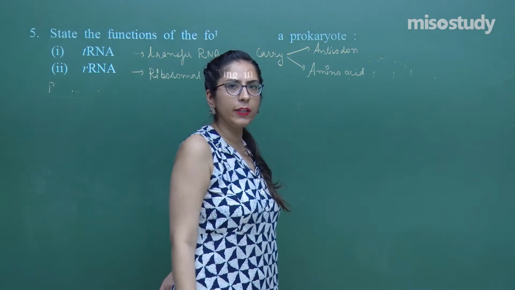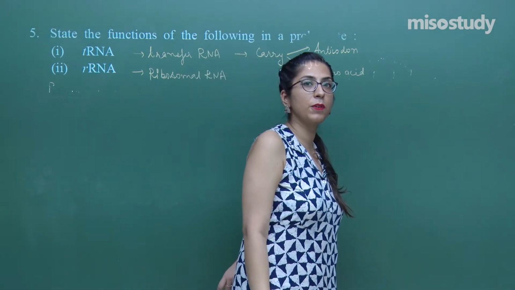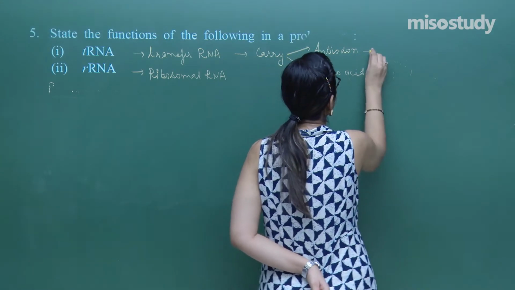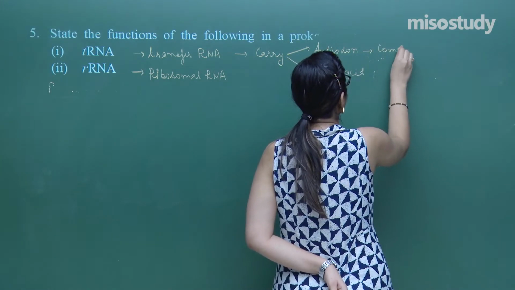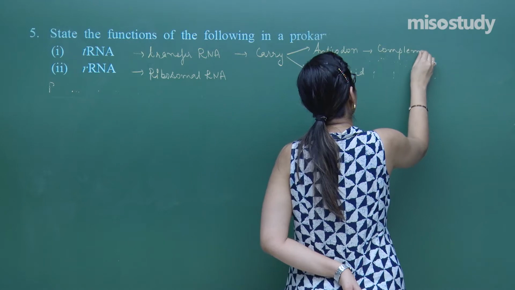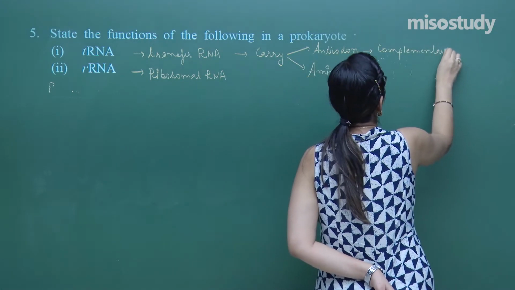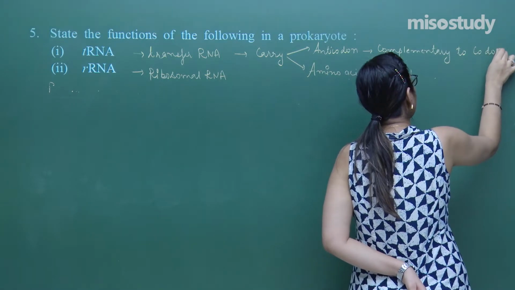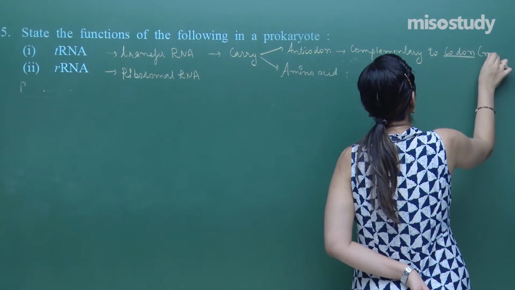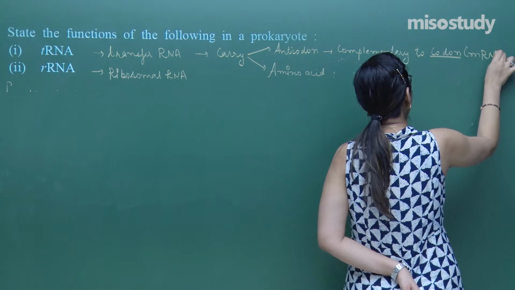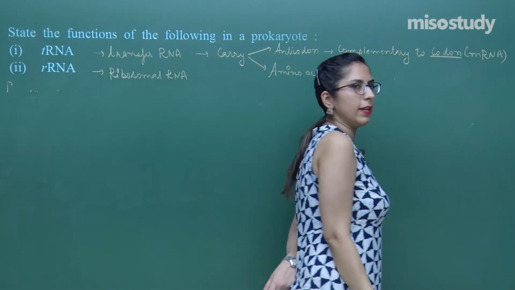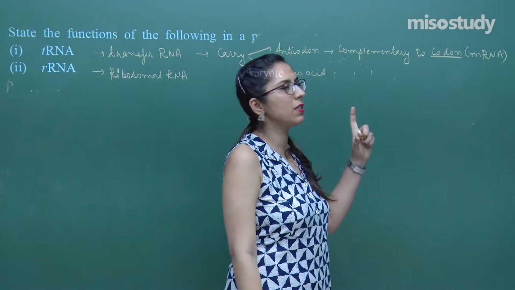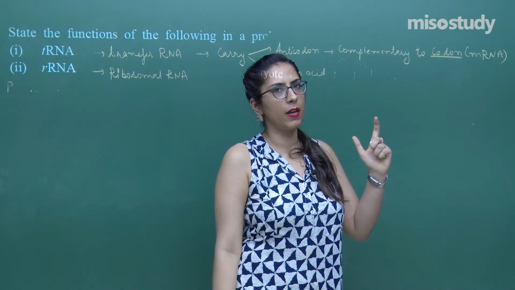Right? Each of these has a specific function. What are those functions? Anticodons are complementary to codons. And where are these codons present? Codons are present on mRNA, right? So they will go and read whatever sequence is present in the mRNA.